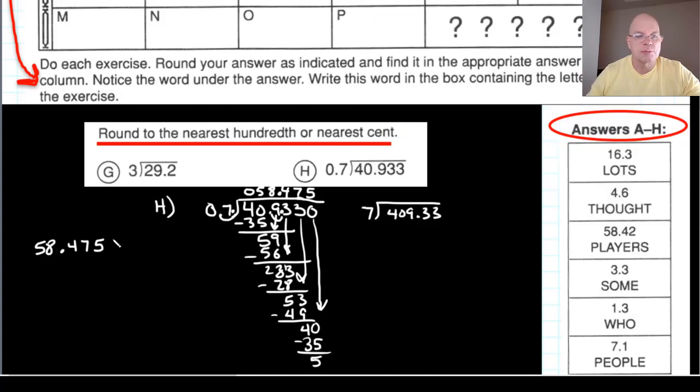Rounding this to the hundredths place means figuring out which hundredth this is closest to. It's between 58 and 47 hundredths and 58 and 48 hundredths. We have a 7 in the hundredths place. But since the digit to the right, the digit in the thousandths place, is 5 or more, we'll round up to 58 and 48 hundredths.